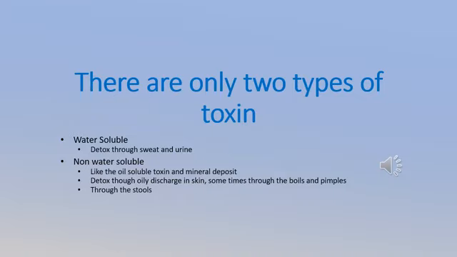When it comes to toxin, there are only two types of toxin in the body. One is water soluble, one is non-water soluble. The water soluble ones are normally detoxed through the sweat and urine. The non-water soluble ones are sometimes oil toxin, or minerals like calcium deposits inside the body, the calcium stone. Normally they detox through discharge in the skin, and sometimes through boils and pimples on the skin. And most of these insoluble toxins are also discharged through the stool.